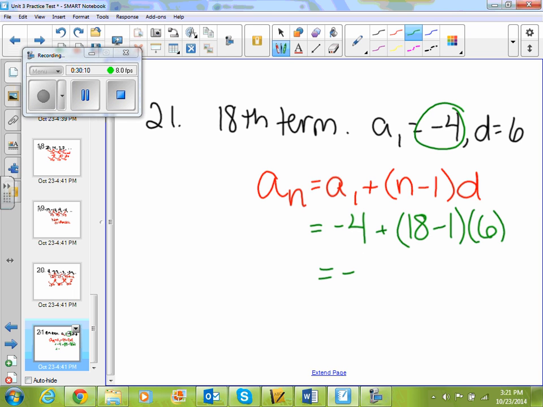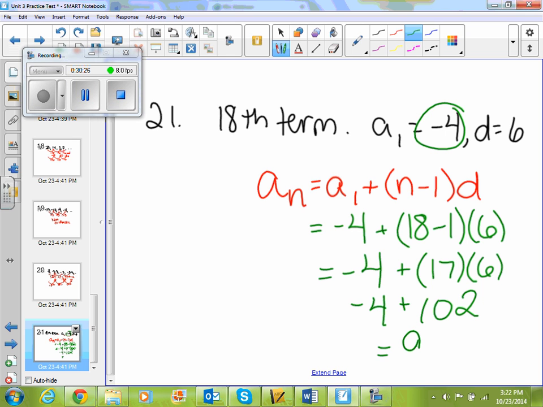So now let's just start putting stuff in our calculator. What's 18 minus 1? 17, so I end up with 17 times 6. What's 17 times 6? 102. What's negative 4 plus 102? 98. Perfect. So you should have gotten 98 to be your full number for your 18th term once you were done.